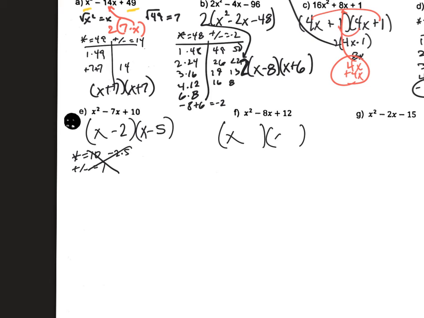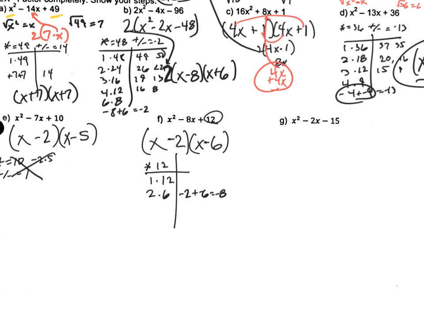So we know this is going to be x and x. Choices to get to 12. Remember, you start at the end. 1 times 12, not going to give you 8. 2 times 6 will. And if we make them both negative, right, -2 plus -6 will be -8. Sometimes you get lucky like that and you guess right first.